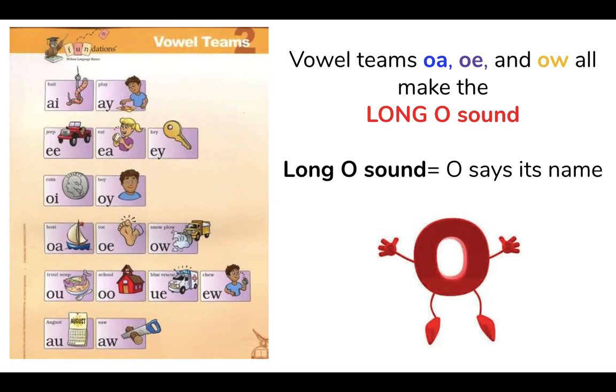Repeat after me. O-A, boat, O. O-E, toe, O. O-W, snow, O. Remember that OW can also make a sound other than the long O sound. It makes the ow sound in some cases. Repeat after me. OW, plow, ow.